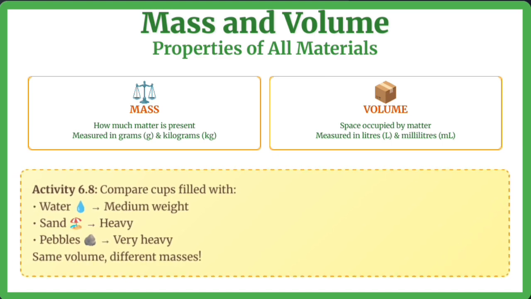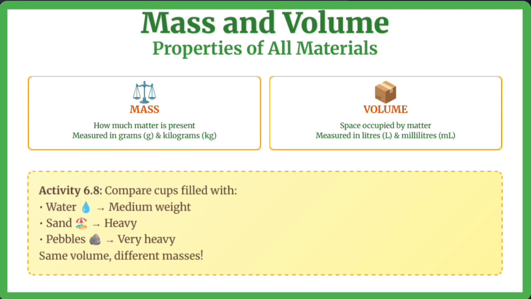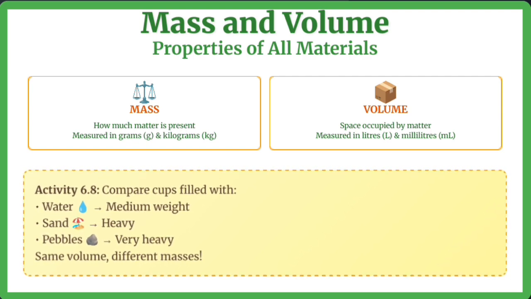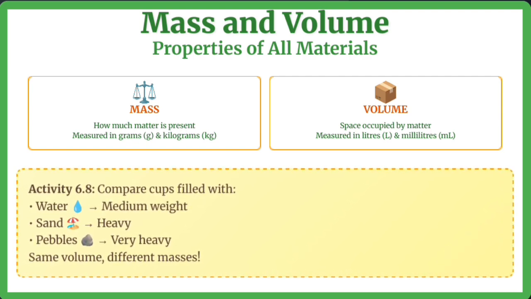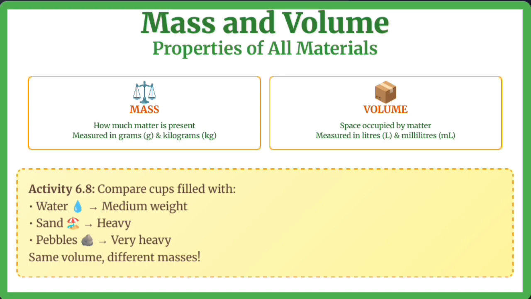All materials have mass, how much matter they contain, and volume, how much space they occupy. Even with the same volume, different materials can have very different masses. Think of cups filled with water, sand, or pebbles.